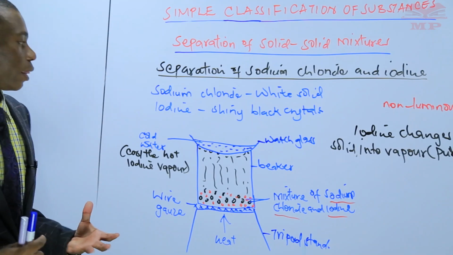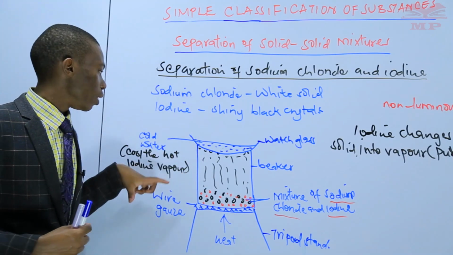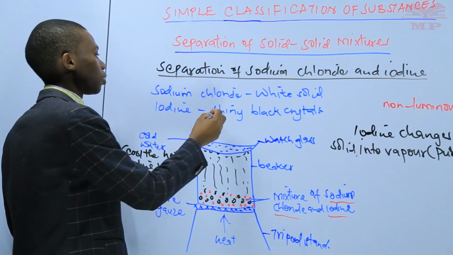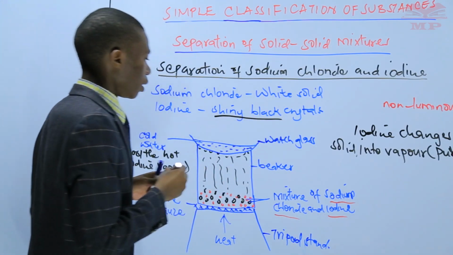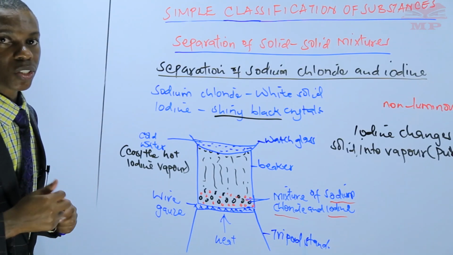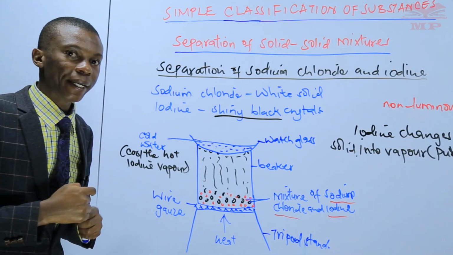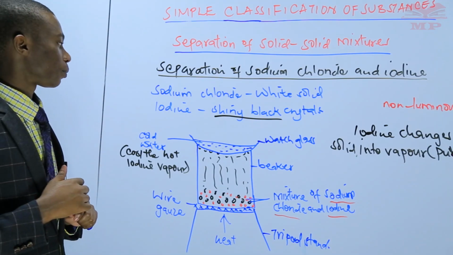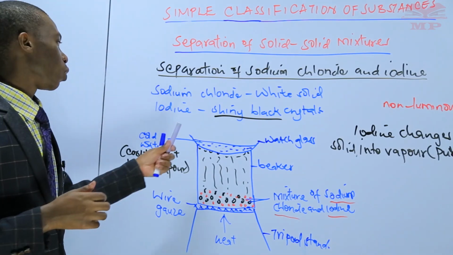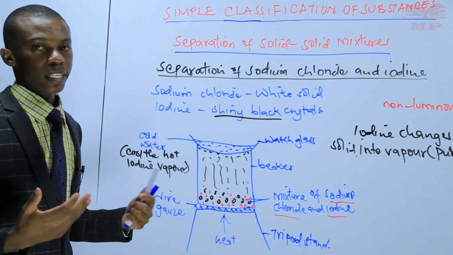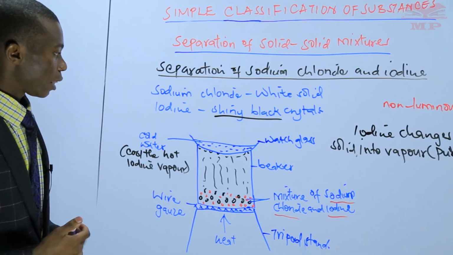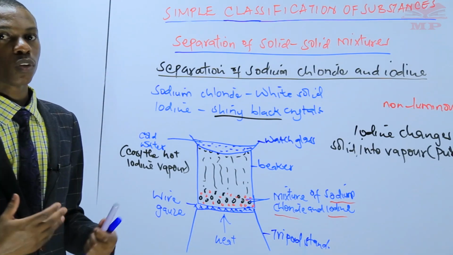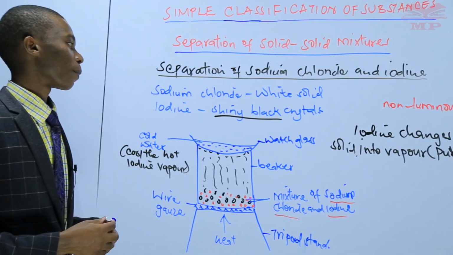Then you realize that this purple iodine vapor changes back to shiny black crystals. That is what is going to happen when you pour this water and you cool the watch glass. And then here you are left with the white solid which is sodium chloride.